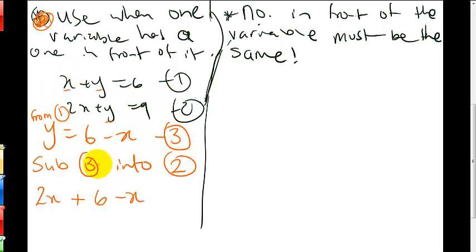2x plus 6 minus x. Do you get where that is? That's just y. Look, y. 2x plus y. But what's y? Y is 6 minus x.